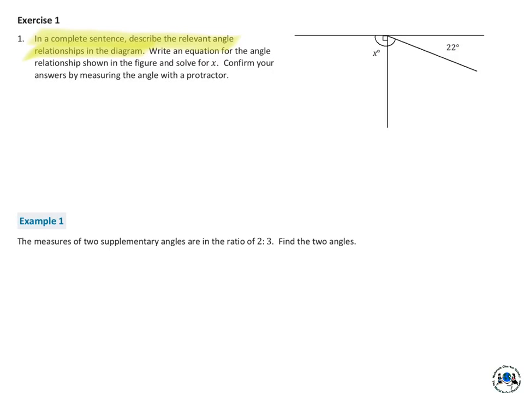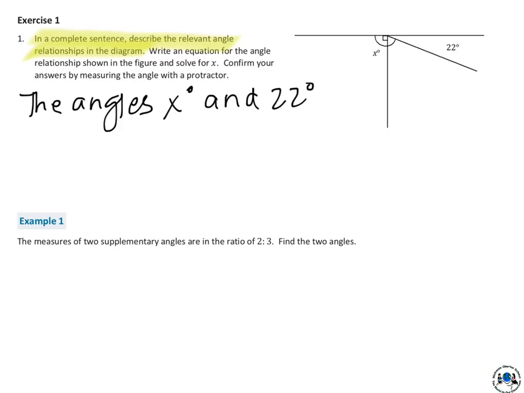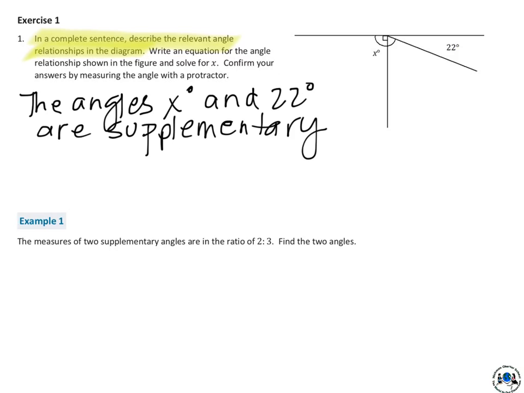But in a sentence, I would just say the angles x degrees and 22 degrees are supplementary, and equal 180 degrees together, or sum to, or whatever. Okay, so I can say that in a sentence.